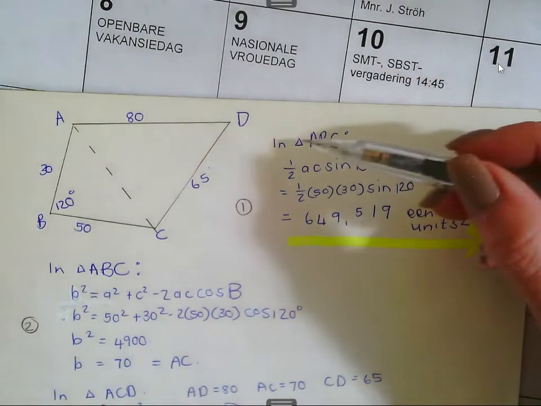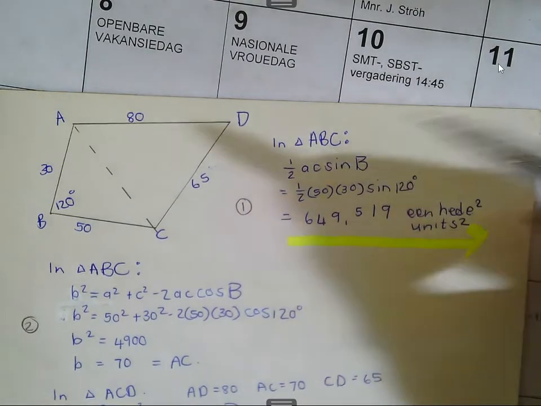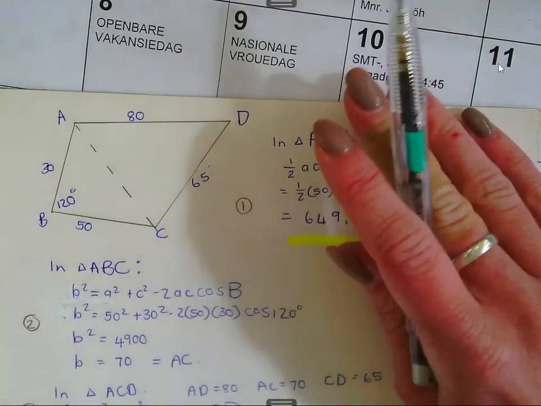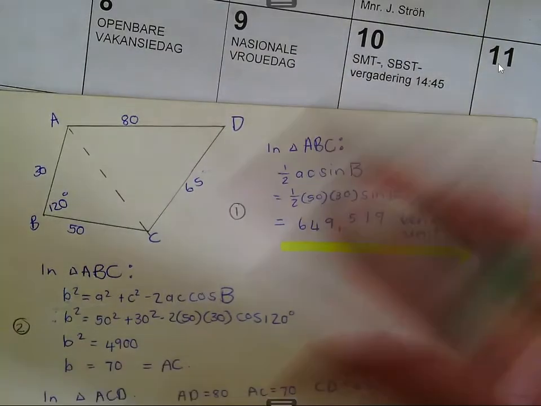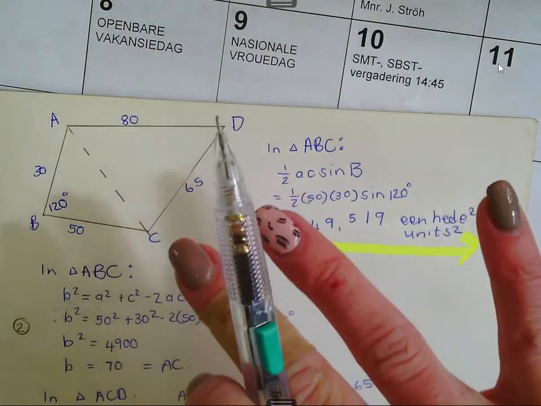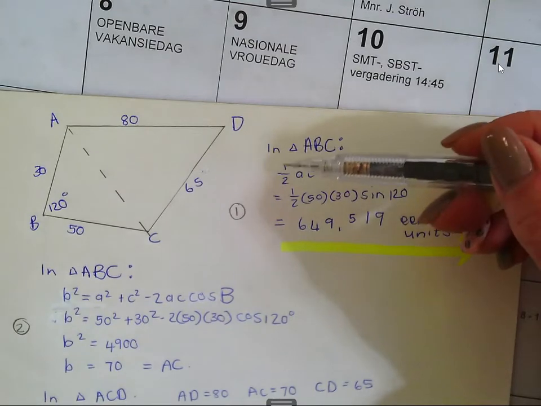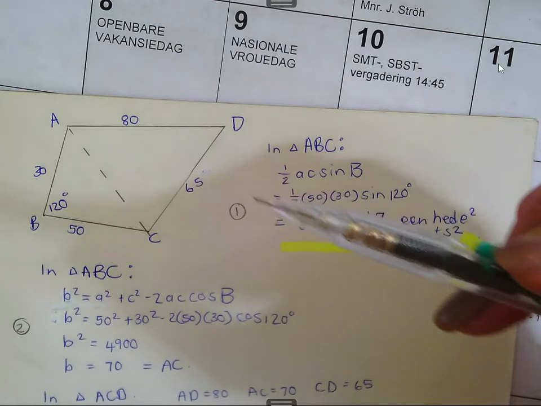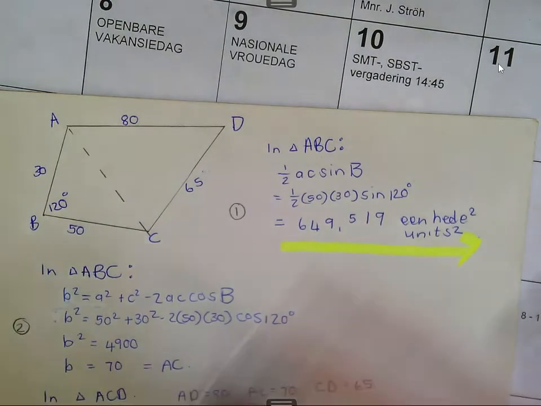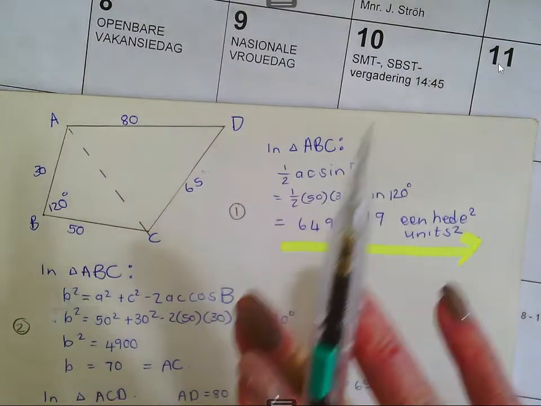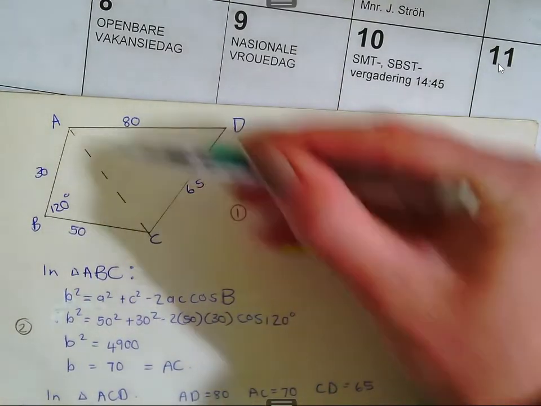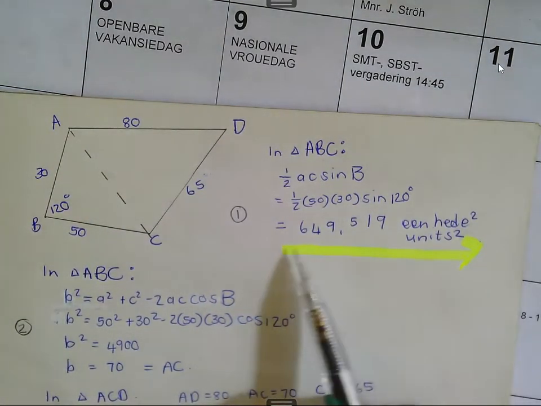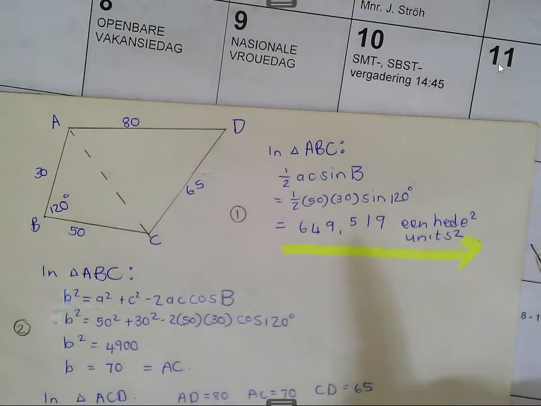Okay, so in triangle ABC, and this is something that I would also suggest you do just to clarify your own work in your own book: before you start, when you have got two triangles, just say "in this triangle." Then when you are going to put everything together, you know what you did where. So I said in triangle ABC, so it's this left one, I calculated the area and found it to be 649,519 units squared. That was easy, no problems.